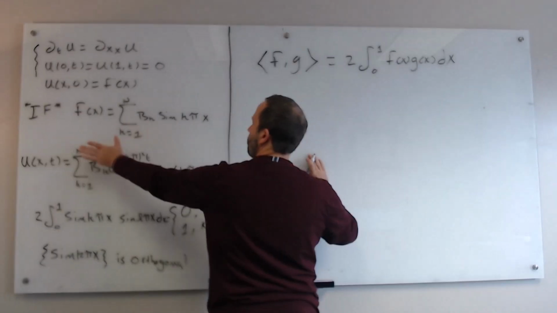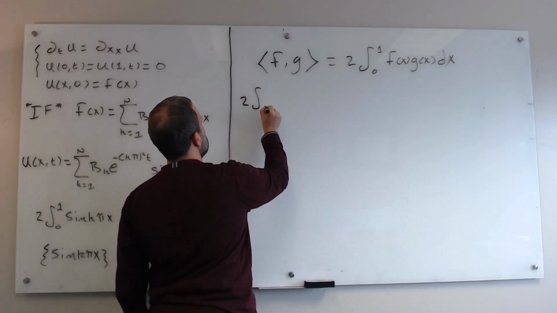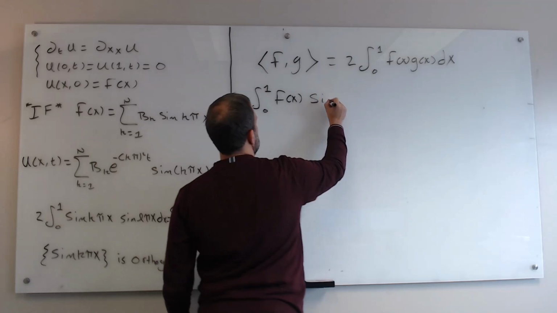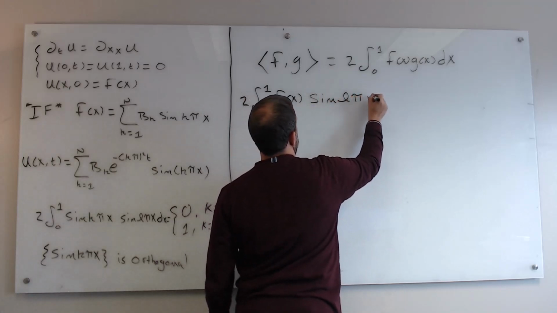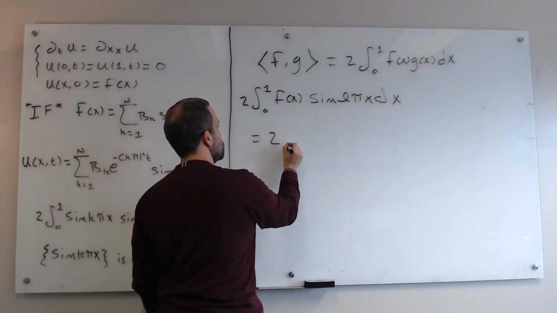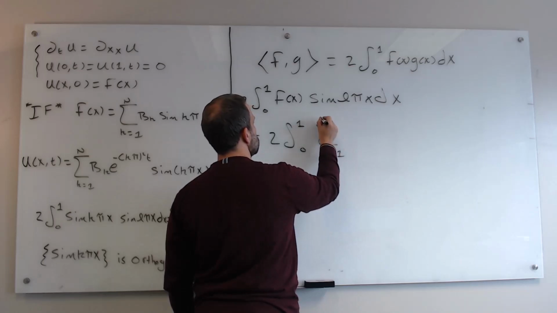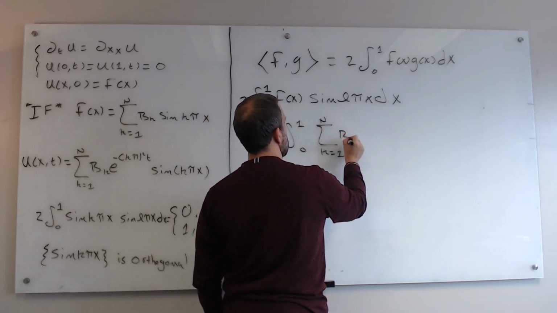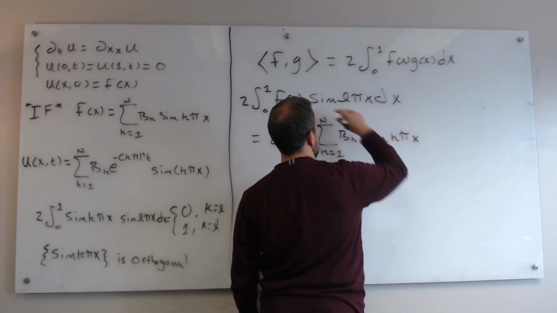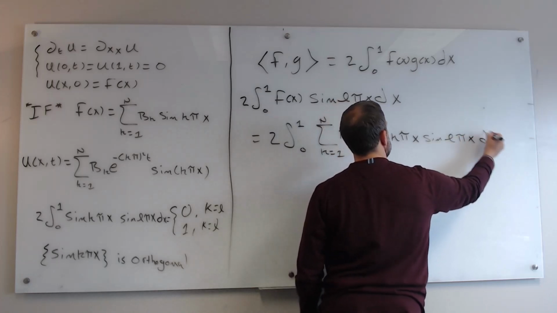So again, assume that f of x can be written as a linear combination of the sine functions like this. If I do 2 times the integral from 0 to 1 of f of x times sine of L pi x dx, well, I can just replace f of x with this sum here. So this is 2 times the integral from 0 to 1 of the sum k equals 1 to n of bk sine of k pi x times sine of L pi x dx.